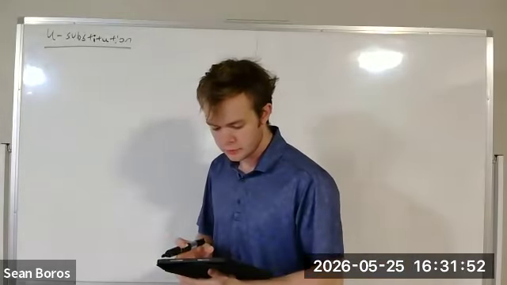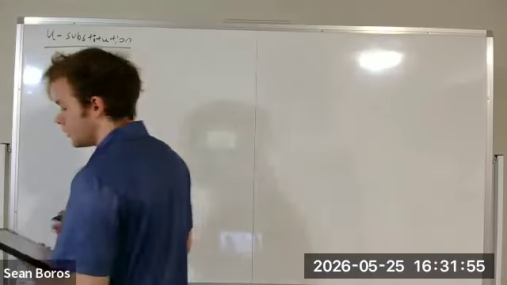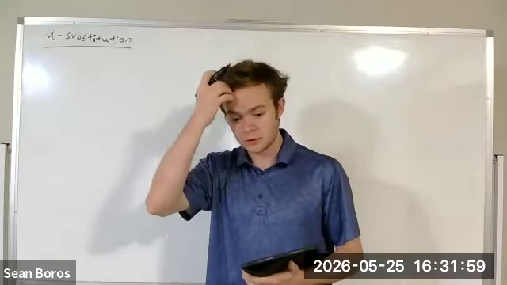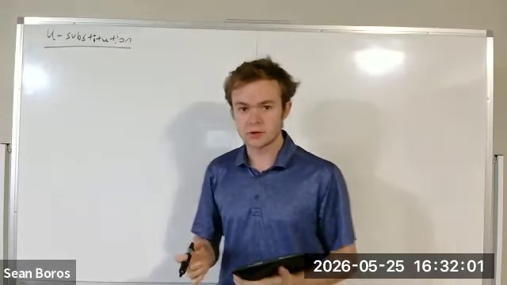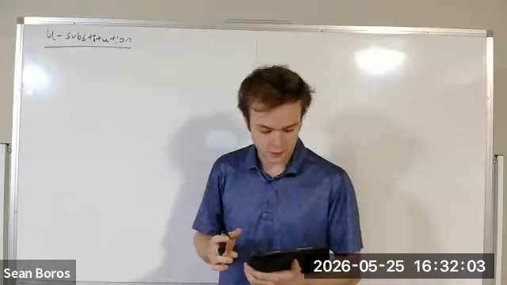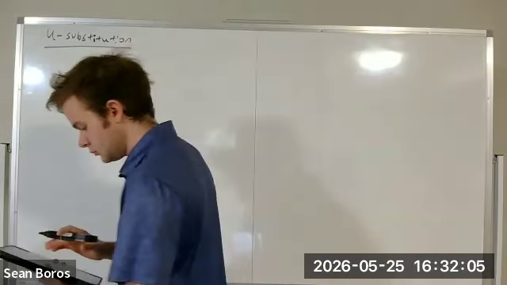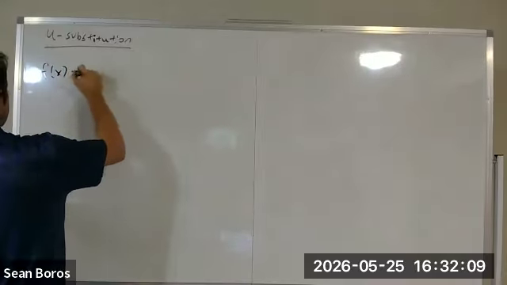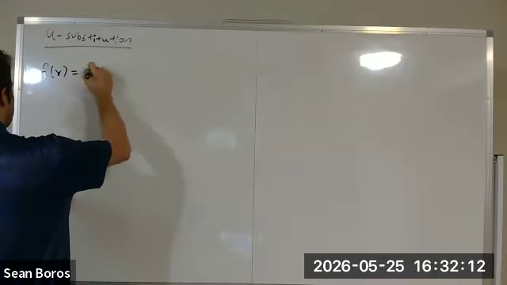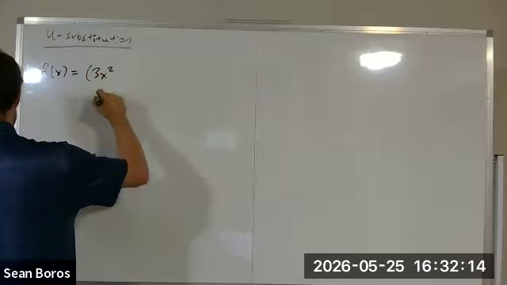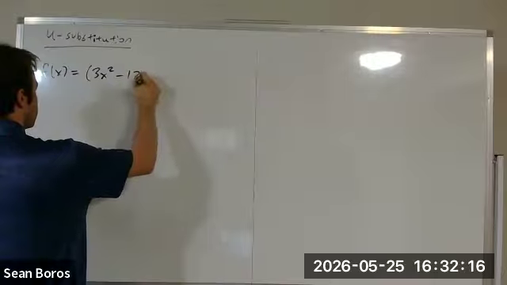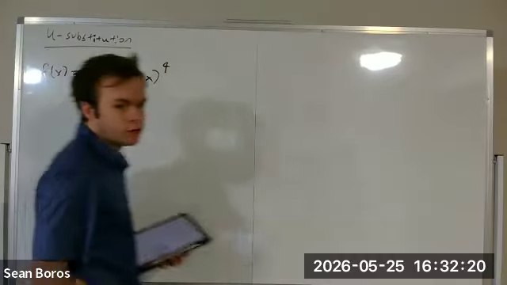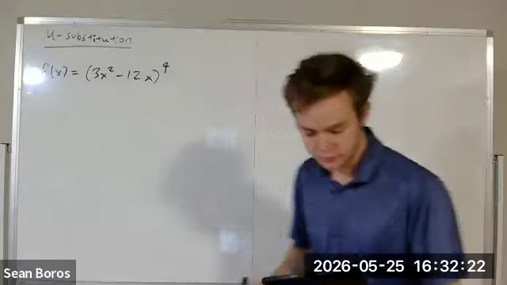All right, so the first thing to talk about is the chain rule. That's something that we talked about in Calculus 1, so we'd like to talk about that again here. Let's say we have a function f of x equals 3x squared minus 12x to the power of 4, and we want to take the derivative of this function.